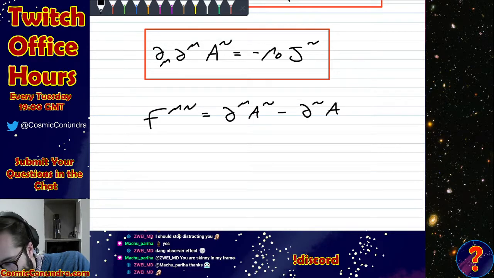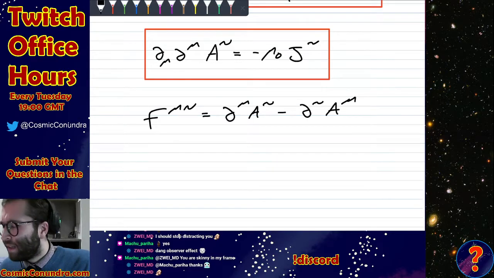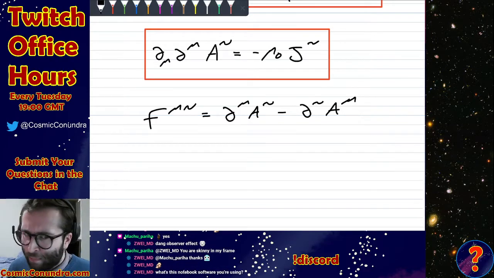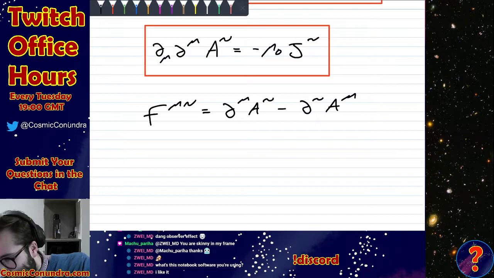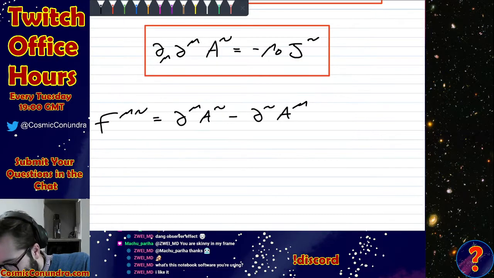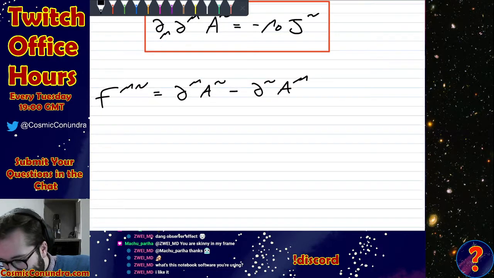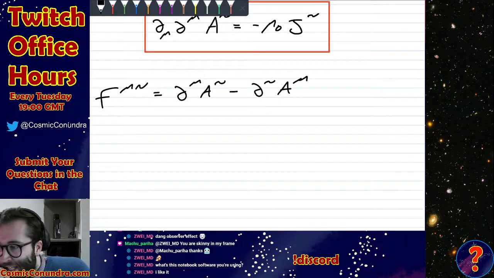This is sometimes called, I think, the Maxwell tensor, or the field tensor. I can't remember all the different names for it. But I define this new quantity, and now what I'm going to do is I'm going to work it out explicitly. Well, I'm going to write it down because it takes a little while to do all of it.